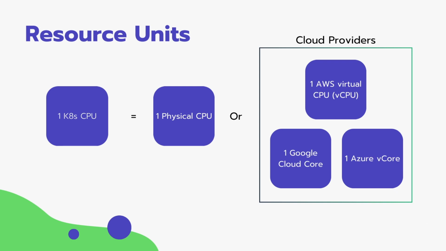CPU usage for pods is expressed, as you might expect, in units of CPUs. One Kubernetes CPU unit is equivalent to one physical CPU, which is our personal computer or laptop, which we use daily. On the other hand, if you are using one of the public cloud providers to run your application, it is equal to one virtual CPU of AWS or one Google Cloud Core, or one vCore in Azure. So you have to use these units depending on your environment.